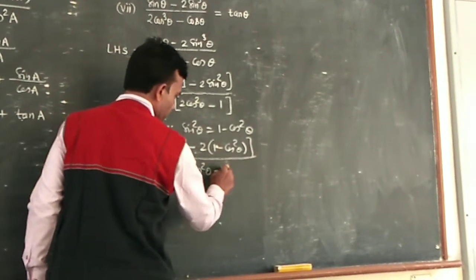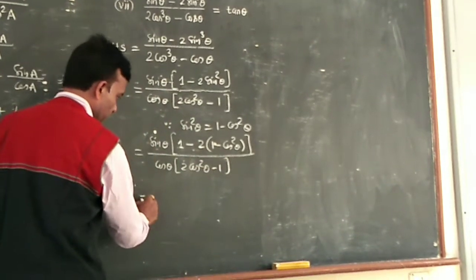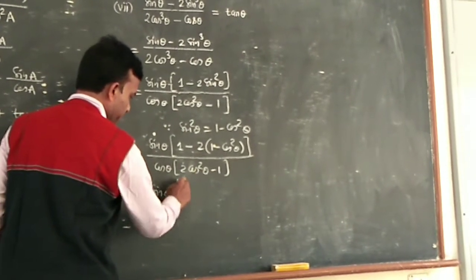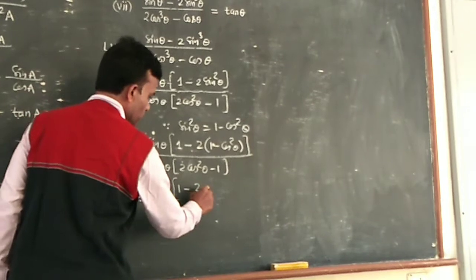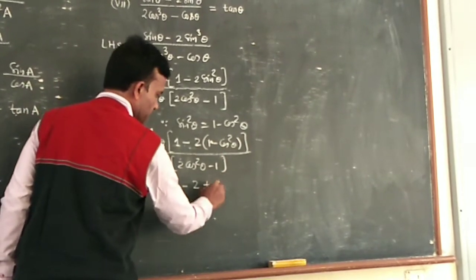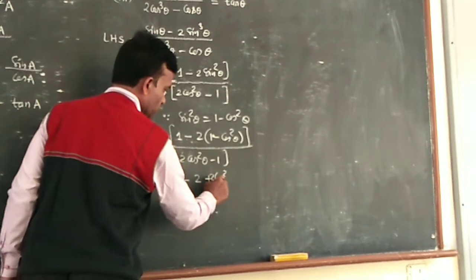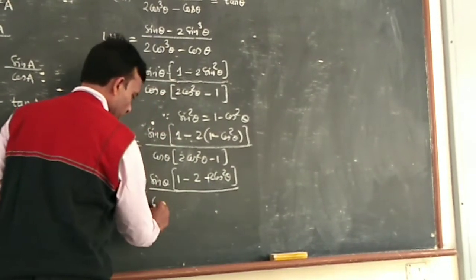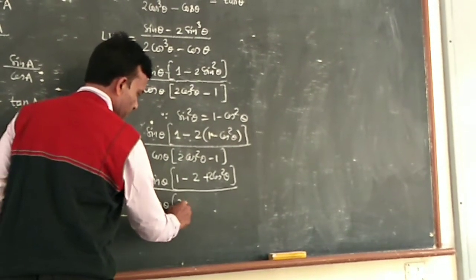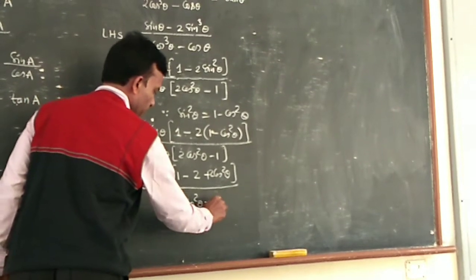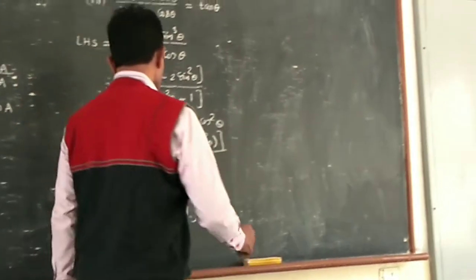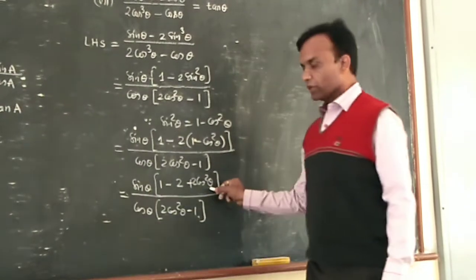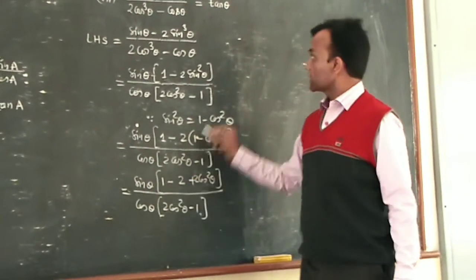So 2 cos square theta minus 1, then sin theta (1 minus 2, minus minus plus here, 2 cos square theta), and then the denominator is cos theta (2 cos square theta minus 1). So 2 cos square theta is positive and 1 minus 2 is minus 1.